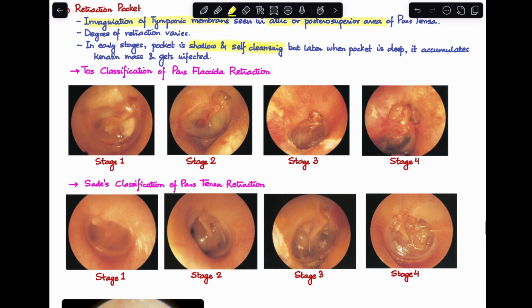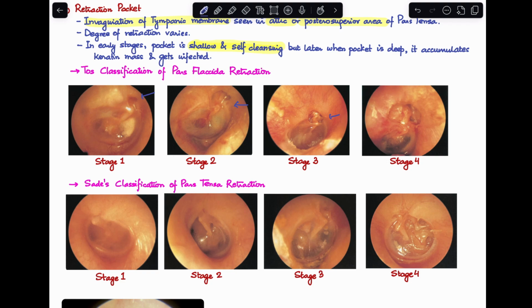So these are the Tos and Sadé classifications. The first one is the Tos classification for pars flaccida retraction. You can see in the first image, which is stage 1, that the tympanic membrane, you have to look at the pars flaccida, is mildly retracted and is not touching the malleus. In stage 2, the tympanic membrane is retracted and adherent to the neck of the malleus. The third stage shows partial erosion of the scutum, and the fourth stage shows complete erosion of the scutum. So these are the 4 stages in Tos classification of pars flaccida retraction.